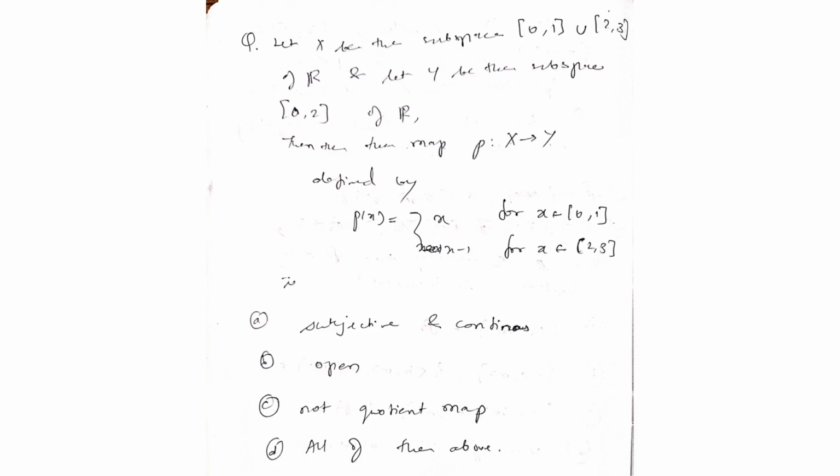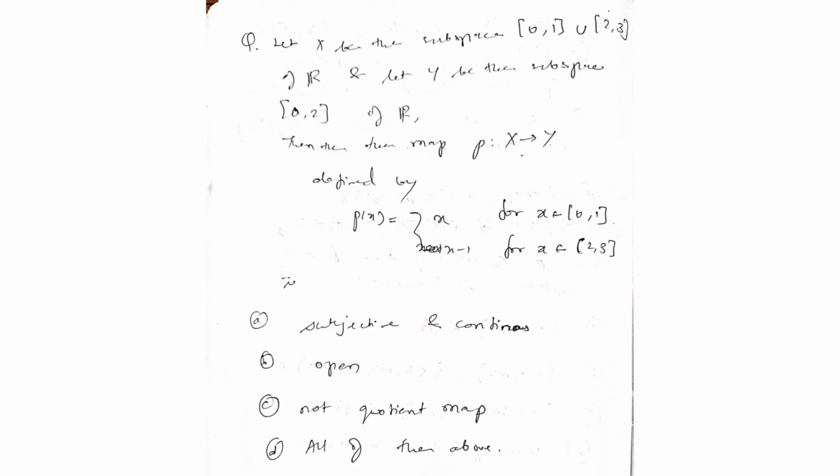So the next question is, let X be the subspace of R given as the closed interval [0, 1] union the closed interval [2, 3], and let Y be the subspace [0, 2] of R.